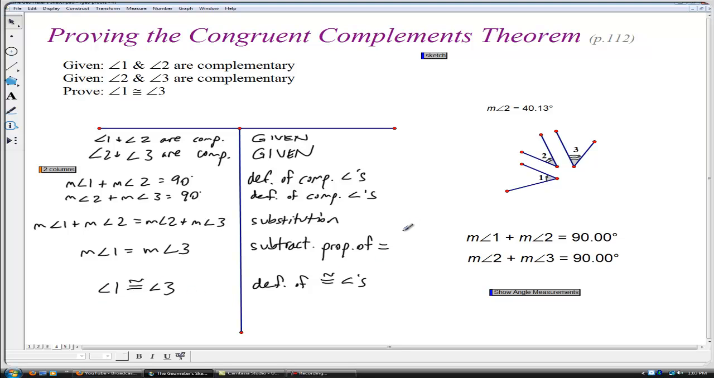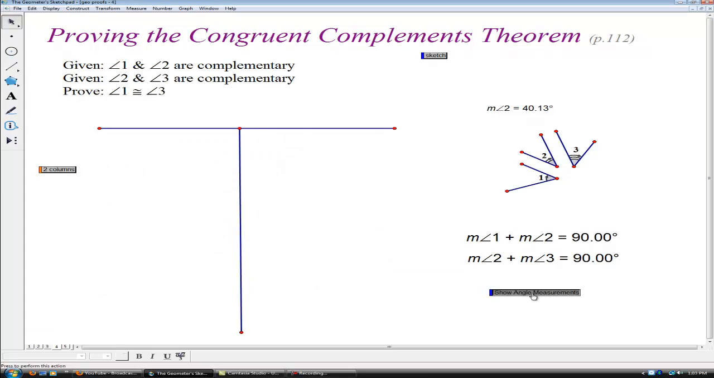I'll take down the writing now, and just to verify, I'll show you the measures of these angles. Show angle measures. In fact, we do have measure of angle 1 always equal to the measure of angle 3.